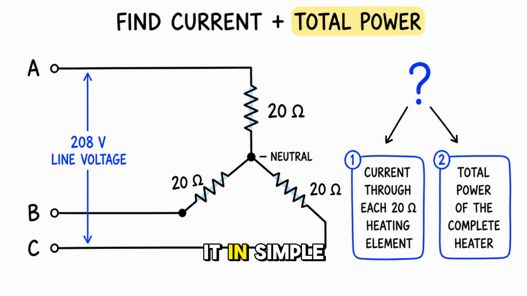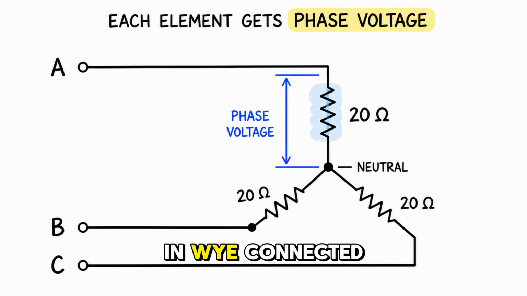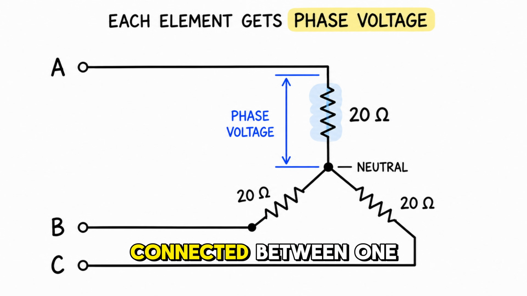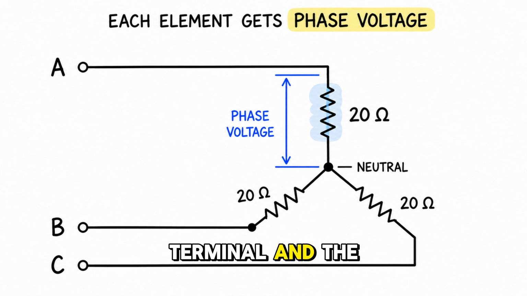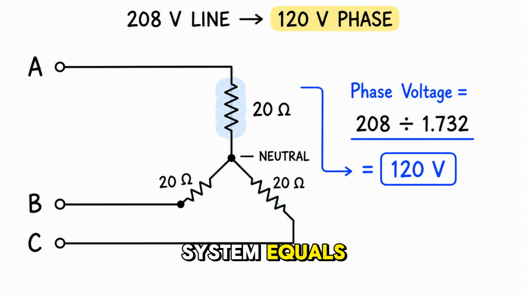Let us understand it in simple language. In Y-connected load, each element is connected between one line terminal and the neutral point. For this reason, each element receives the phase voltage and not the line voltage. The phase voltage in a Y system equals the line voltage divided by root 3. Root 3 equals 1.732. For this reason, phase voltage equals 208 divided by 1.732, which gives 120 volts.